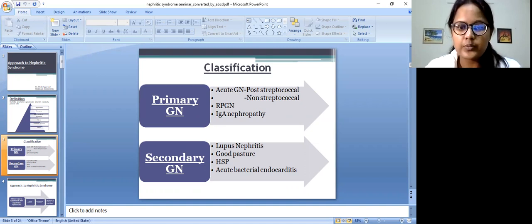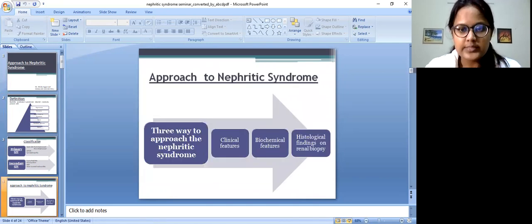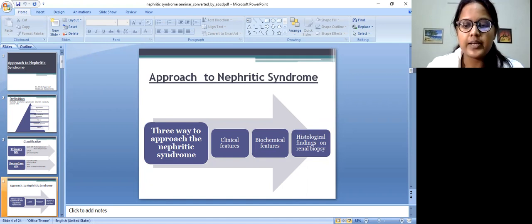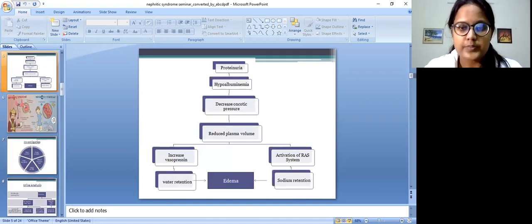Both will manifest with the same complaints, the same triad, but we will diagnose the etiology on the basis of the clinical, biochemical, and histopathological approach. So this is the basic approach. First, the clinical features: you will look for hematuria, hypertension, proteinuria, with or without RBC cast or edema. Then you will go for urine analysis, which is the biochemical feature. And then we will make the definite diagnosis on the basis of renal biopsy.